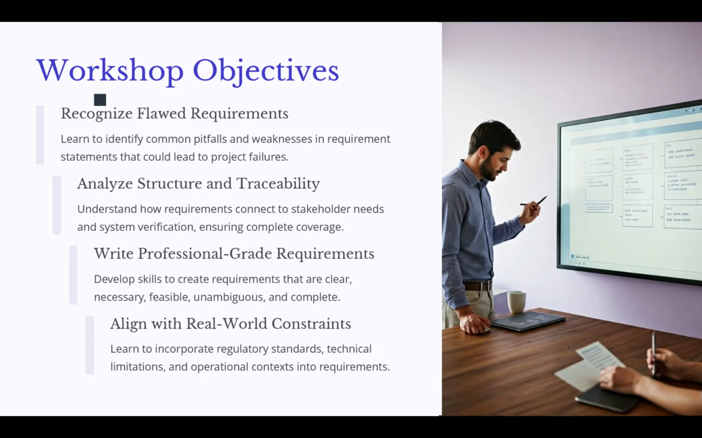Then we are going to analyze the structure and traceability that we need to have in those requirements, so we can connect the stakeholders' expectations to system verification and make sure that we cover everything completely and comprehensively. After that, we learn how to write. We are going to discuss how to write professional-grade requirements, so we can develop a requirements document which is clear, feasible, not ambiguous, and covers everything.